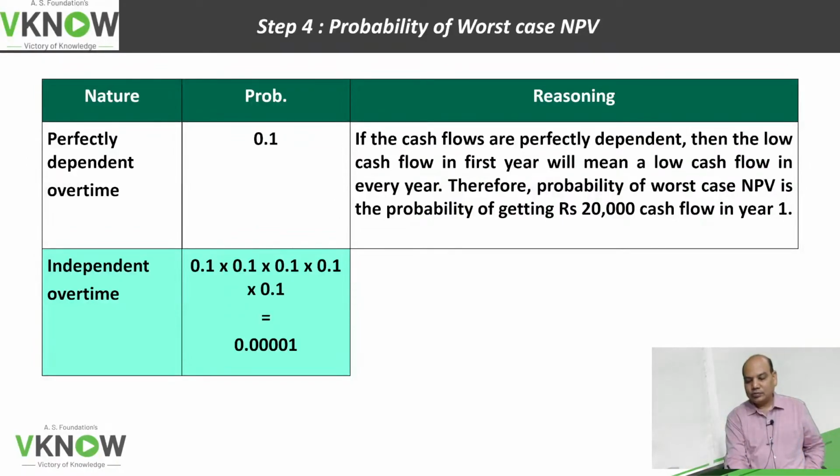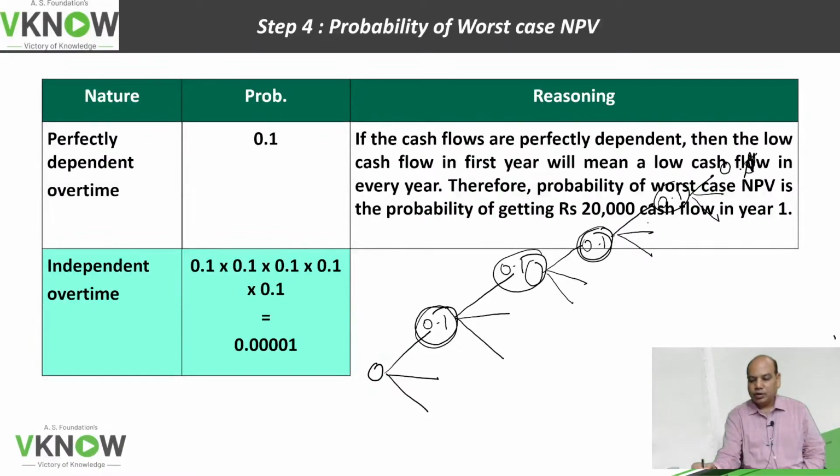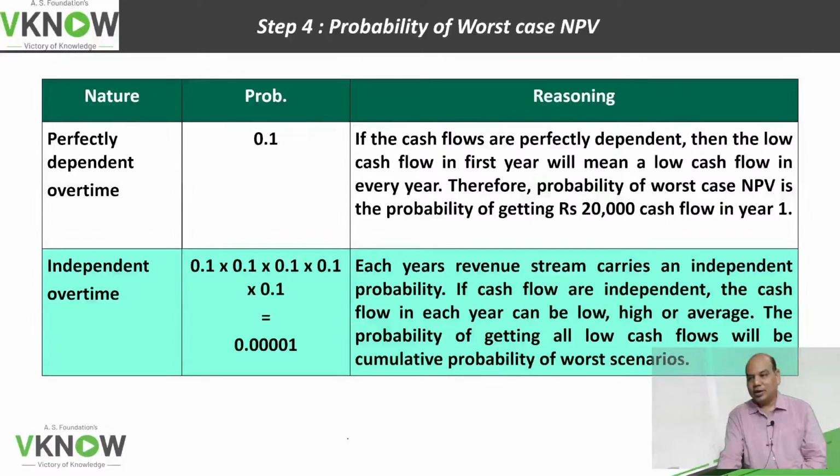So it is like this. In year 1, we can get 0.1. Then in year 2, we can get 0.1. We can get other also. In year 3, we can get 0.1. In year 4, we can get 0.1. And year 5, we can get 0.1. So what is the probability of getting 0.1 in all the years? In that case, we have to apply joint probability.